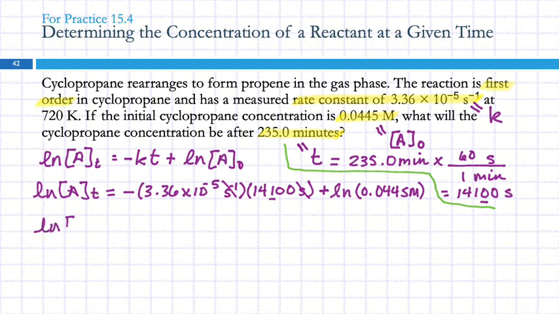The natural log of A at time t is equal to, I'm going to do some math, negative 3.36. I'm assuming you all know how to use the scientific notation button on your calculator. It just really makes life so much easier if you do that instead of one of the other ways that you can get the same results.